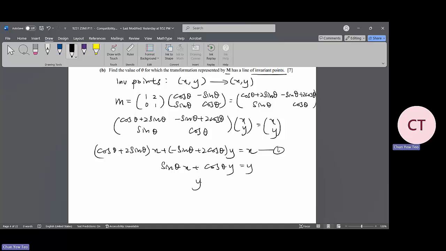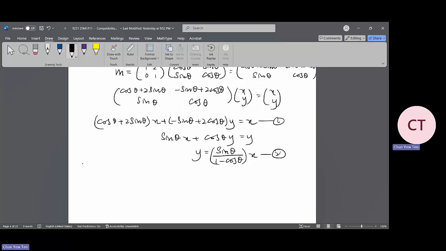But before that, I know that I need to do the simultaneous equations. So I make my y equal to sine theta over 1 minus cos theta. I call this one equation 2. Then 2 into 1.